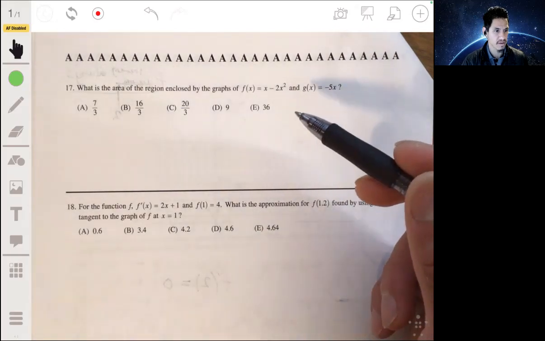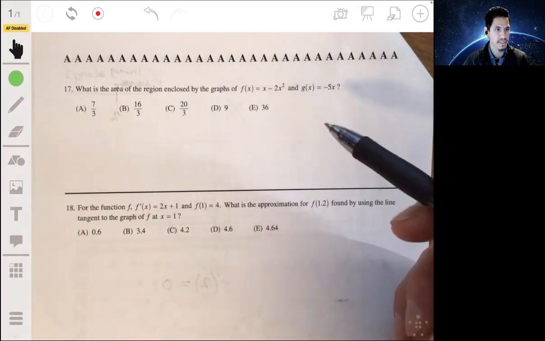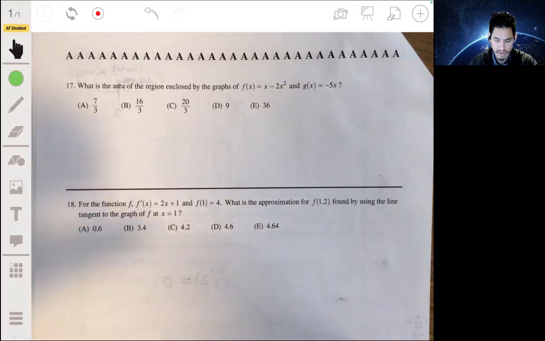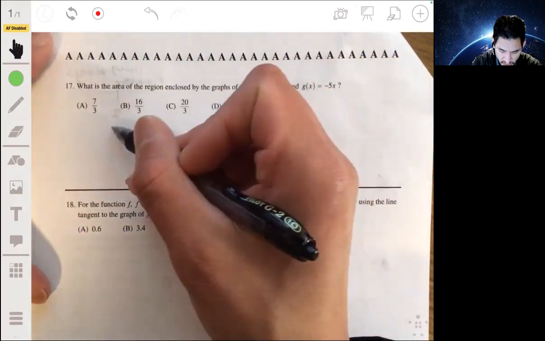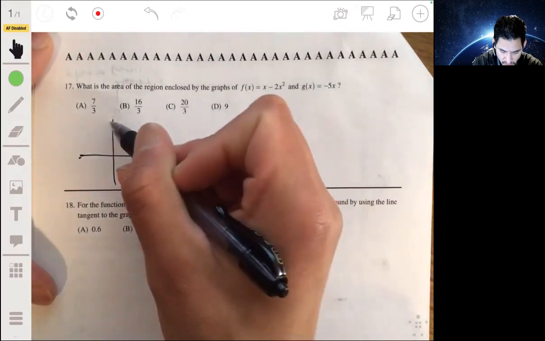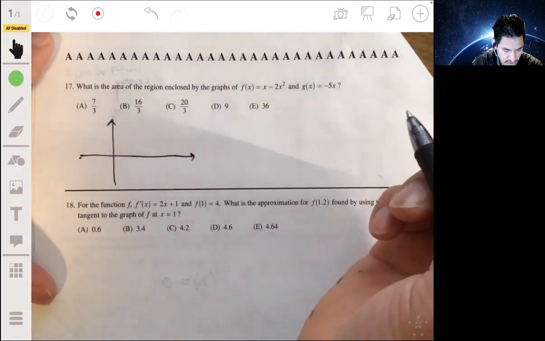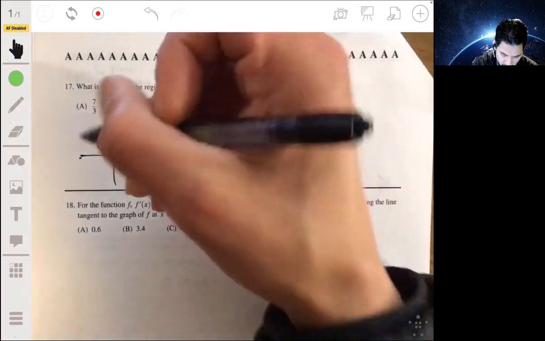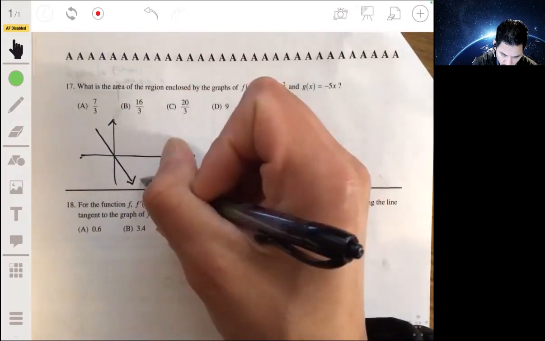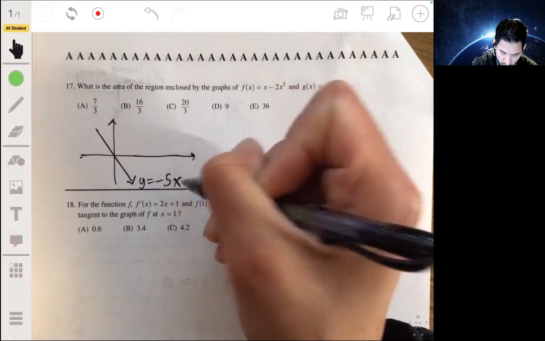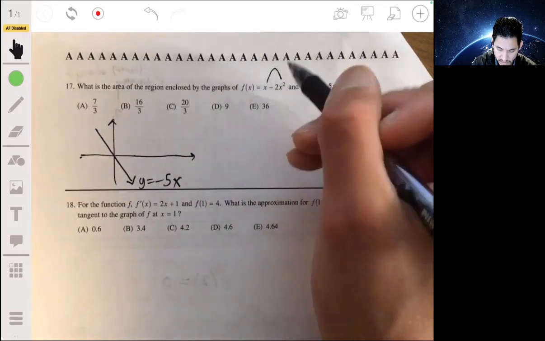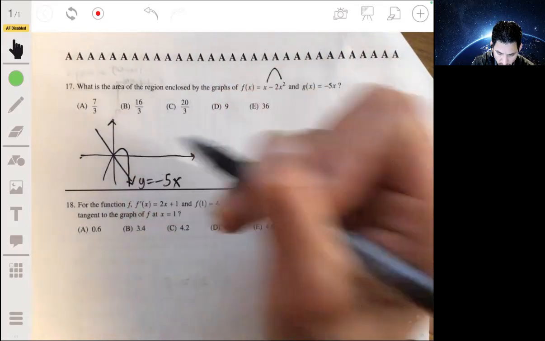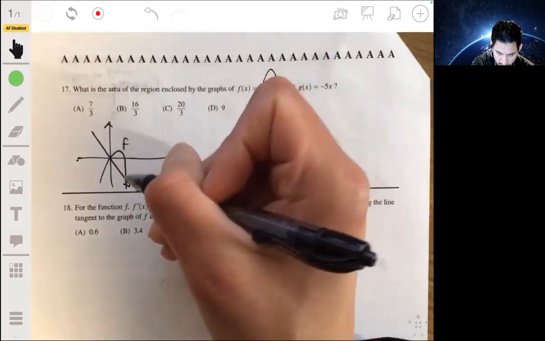So 17. What's the area of the region enclosed by the graphs of f of x equals x minus 2x squared and g of x equals negative 5x? Okay, so for this, you get a graph looking something like this. Negative 5x, and this is a parabola that goes downward. So this is f, and this is g.